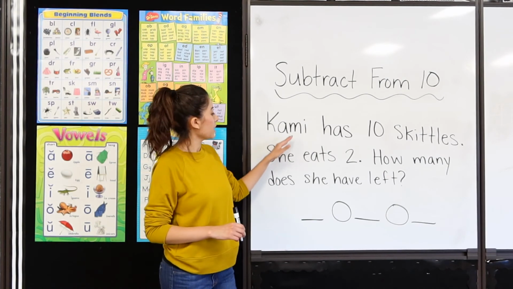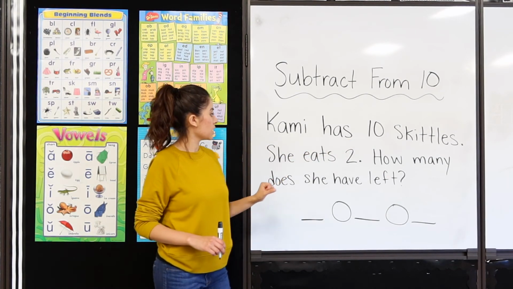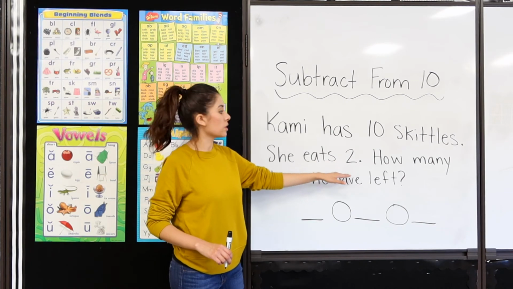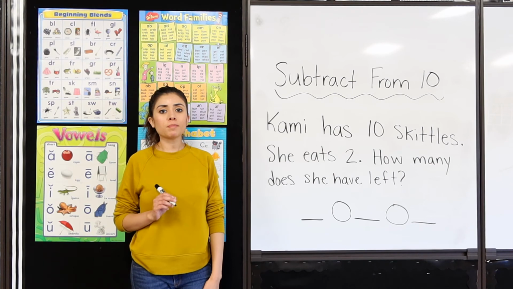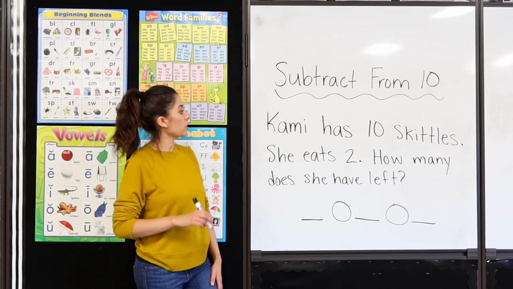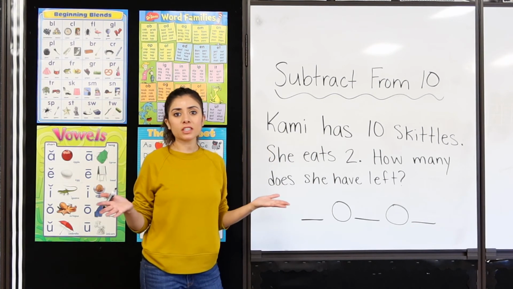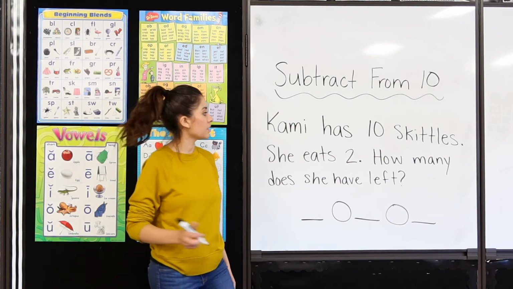Okay, ready for our last problem? It says, Cami has 10 Skittles. She eats 2. How many does she have left? So let's start by circling what we already know. We know that Cami has how many Skittles at the beginning? 10.